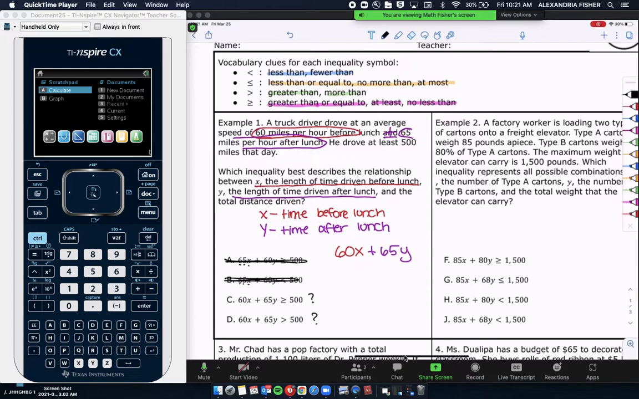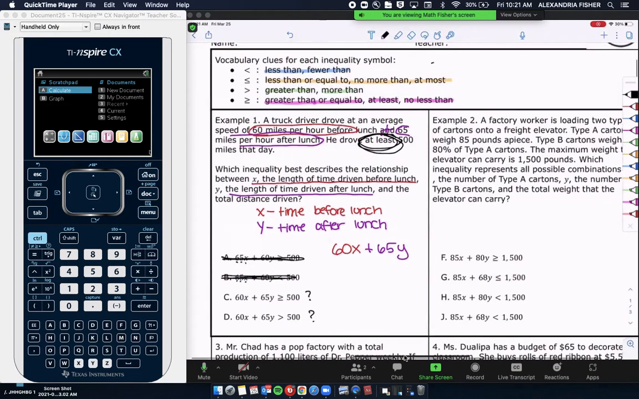So let's read the question again. He drove at least 500 miles that day. At least. So if we're looking up here, we're looking for the words at least, and that's right here, at least. So we're going to use this symbol, okay? So my answer is going to be C. And that's all you have to do.